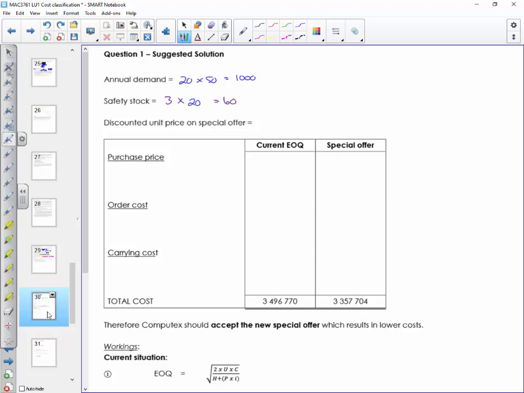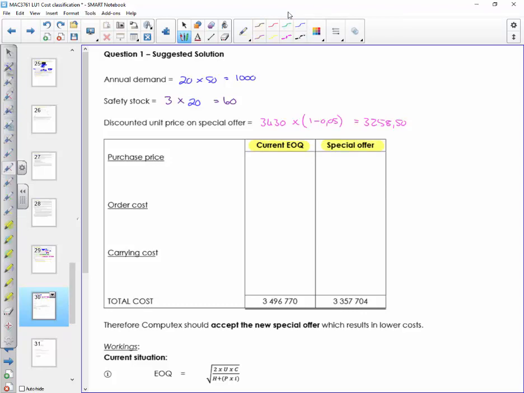and that gives you 60 computers. The discounted unit price, the 3430 times 1 minus 0.05, which is 5%, 3430 times 95% essentially, gives you a new price of 3258.50. Okay, let's compare our current management system with that special offer.